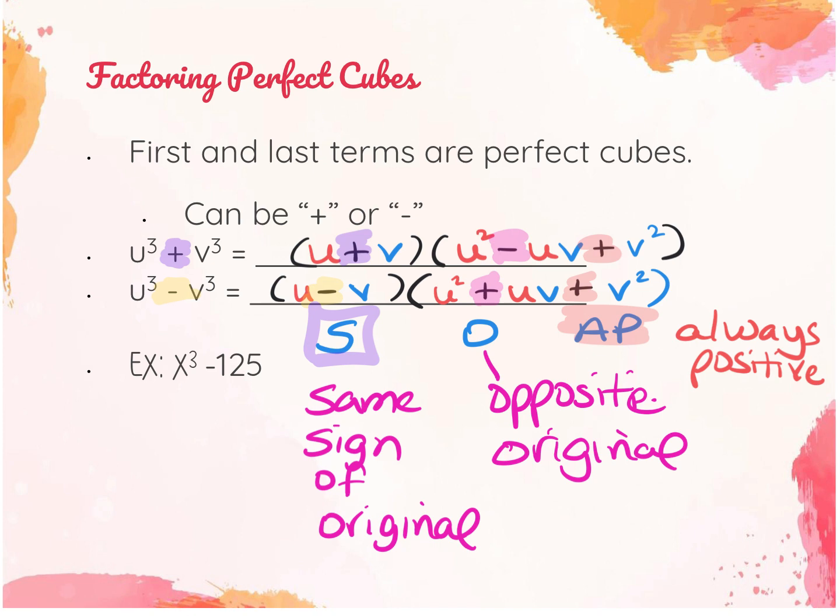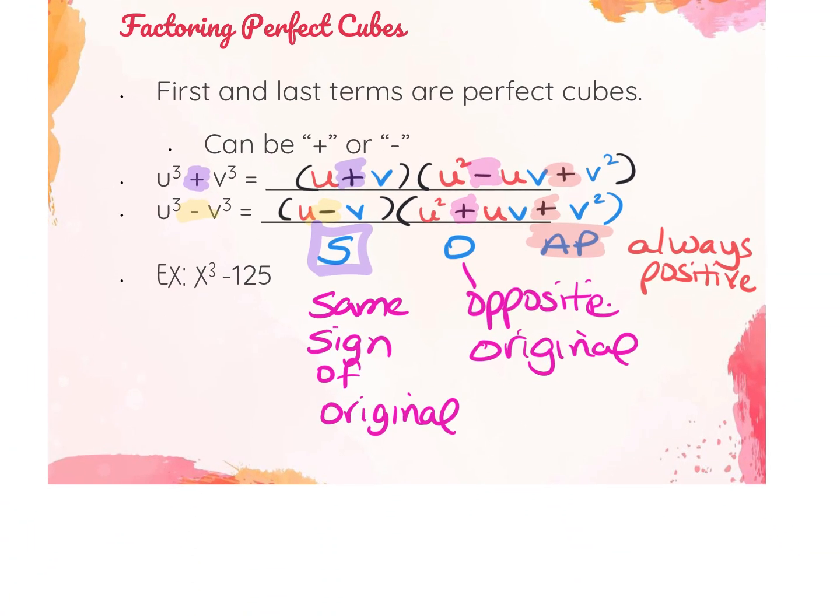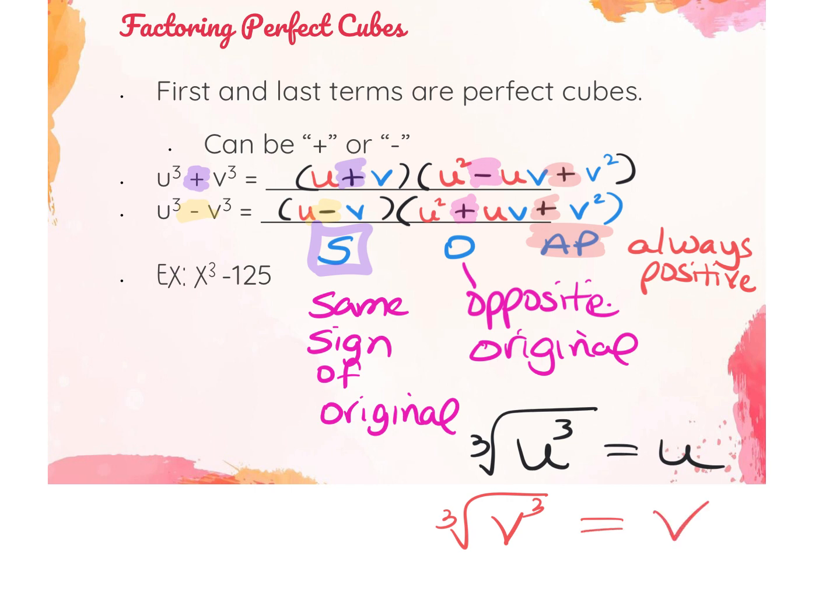So let's figure out how we can get these u's and these v's. The way that we're going to find the u is we're going to take our perfect cube, our u to the third, and we have to cube root it, and that'll give us the u. Because when you cube a cube root, it just cancels it. And then the same thing for the v. The v will be a perfect cube. You'll cube root it, and it gives you the v.